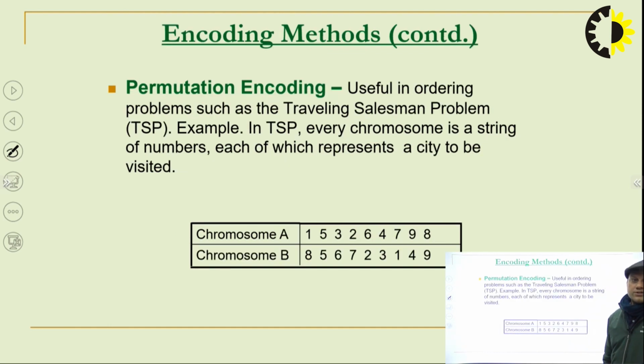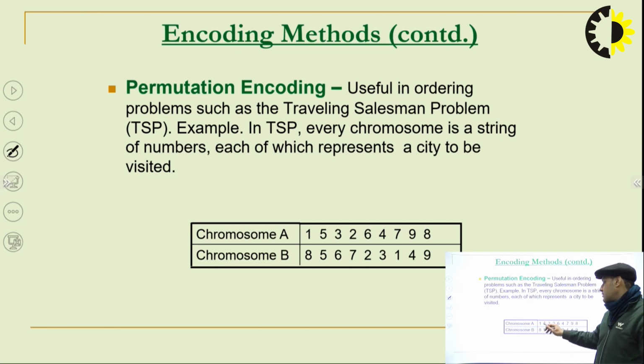Second is permutation encoding. Permutation encoding means we are using a particular sequence, just as we have studied permutation and combination in mathematics. So it is useful in ordering problems such as the traveling salesman problem. In the traveling salesman problem, every chromosome is a string of numbers, each of which represents a city to be visited. So chromosome A represents one sequence, and chromosome B represents another sequence.